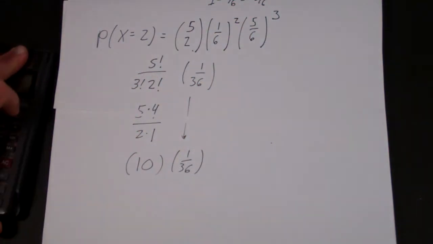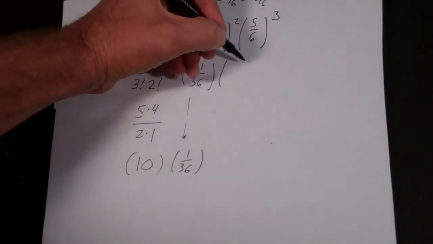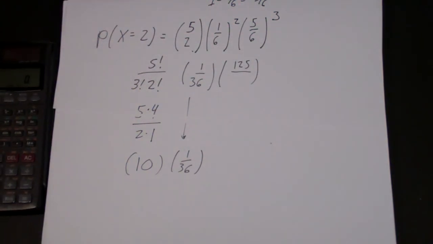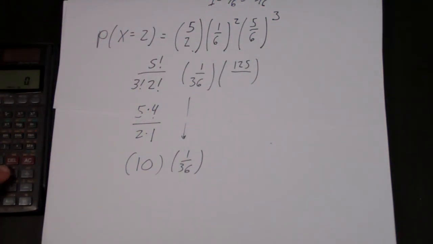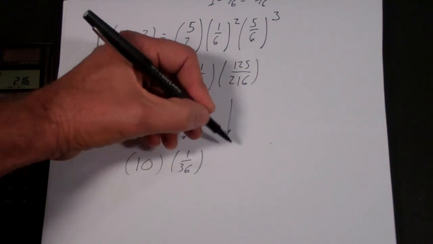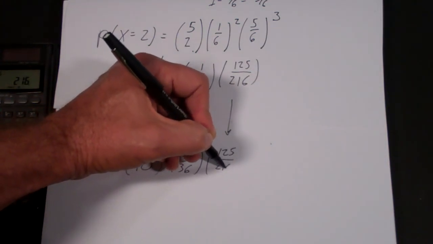Now 5/6 cubed. 5 cubed is 125. 6 times 6 times 6, I'm not sure what that is. I'll do that on my calculator. That's 6 times 6 times 6 is 216. And I might be able to simplify that in my head, but I don't think so.